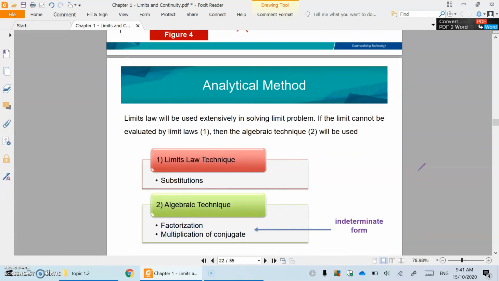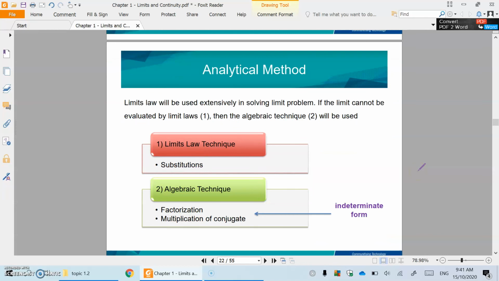Alright, in the next video we will briefly discuss evaluating limits by using the analytical method.